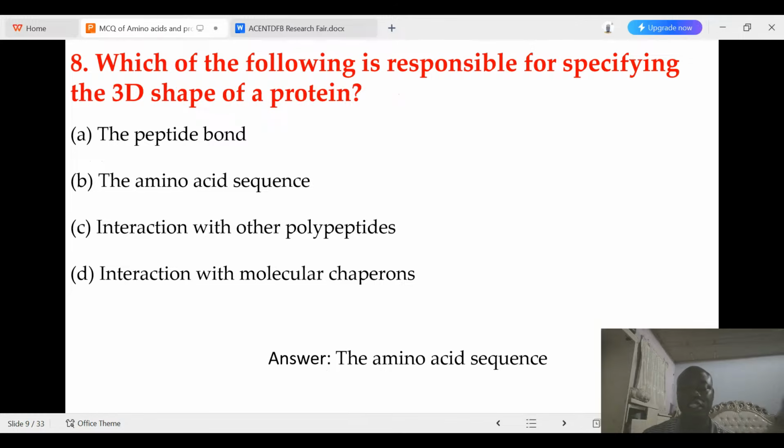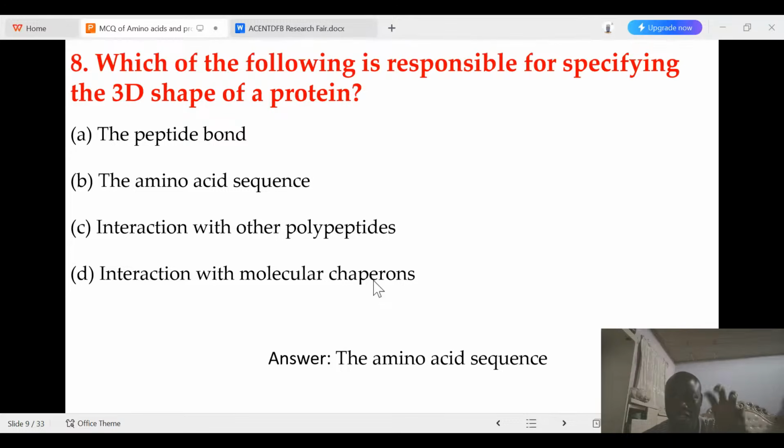The question says, which of the following is responsible for specifying the 3D shape of protein? A, peptide bond. B, the amino acid sequence. C, interaction with other peptides. D, interaction with other chaperones. So, ladies and gentlemen, generally, proteins have their three-dimensional structure. So, the 3D structure of the proteins is maintained due to the amino acid sequence.